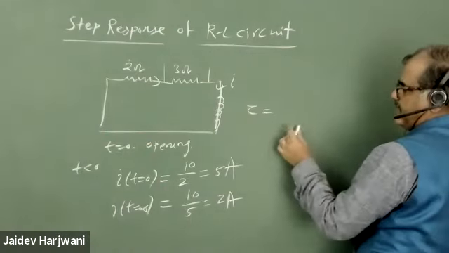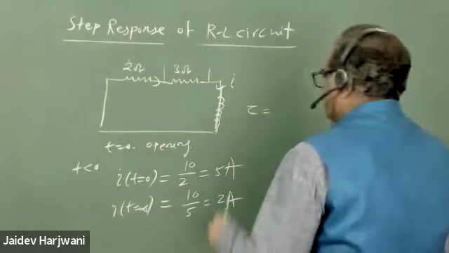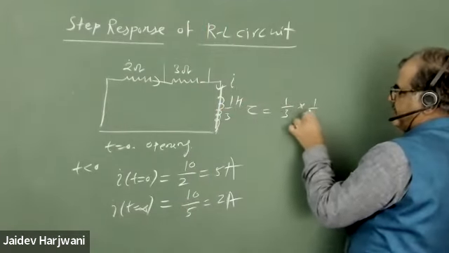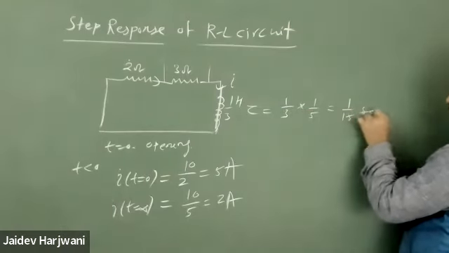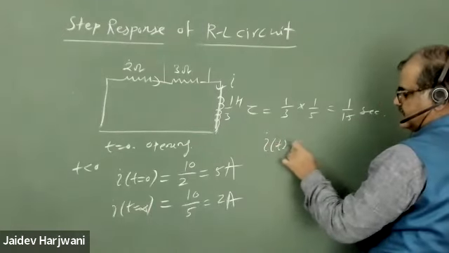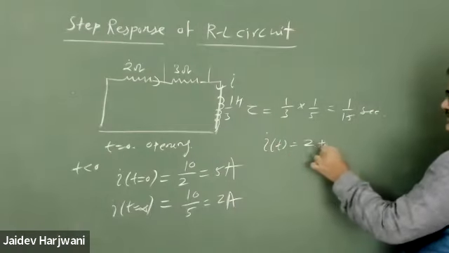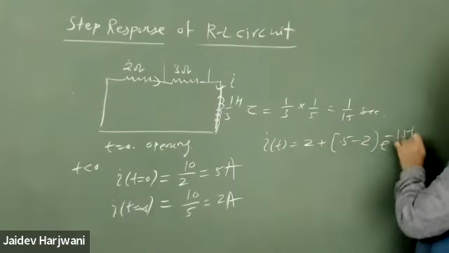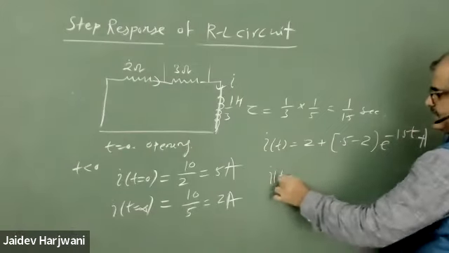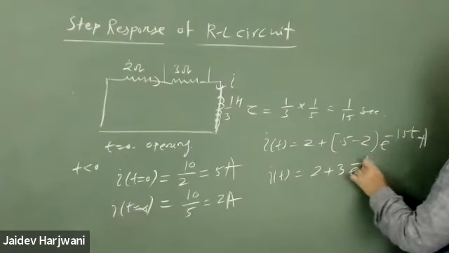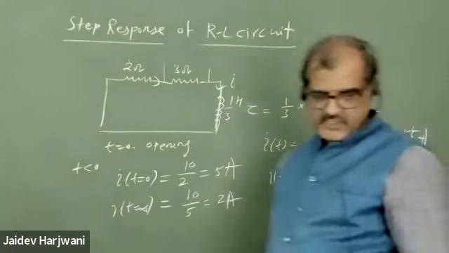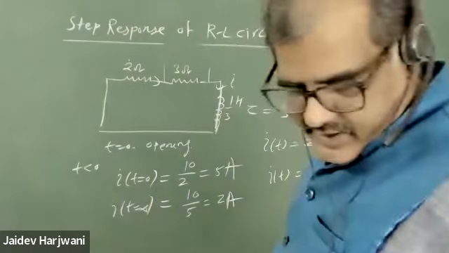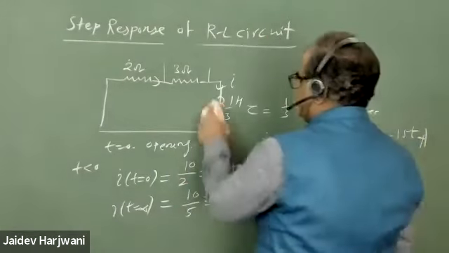So you can write tau is L by R, and the L value I gave is 1/3 Henry. So L is 1/3 Henry and you have 5 ohm. This gives 1/15 second. So I can simply write my I(t) is equal to I infinite, 2 ampere, plus (I 0, 5 minus 2) e power minus 15 t ampere. So this should come I(t) equals 2 plus 3 e power minus 15 t ampere. Let me check the answer. It's coming 2 plus 3 e power minus 15 t. Okay, correct answer here.